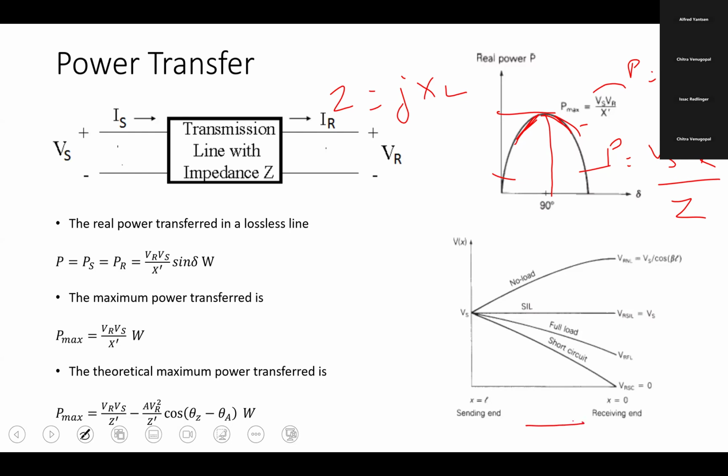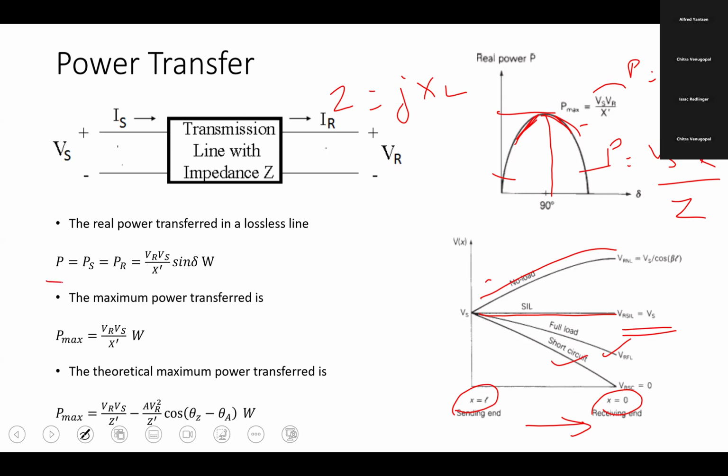So sending end and receiving end depend on the line length. Line length is affected by the inductance, the inductance at the sending end and at the receiving end. When it matches the surge impedance loading, your VR equals Vs. If there is no load, then the sending end will have higher voltage and the receiving end no voltage, so the curve goes like this. As the load increases, you see it like this. So these are the curves.